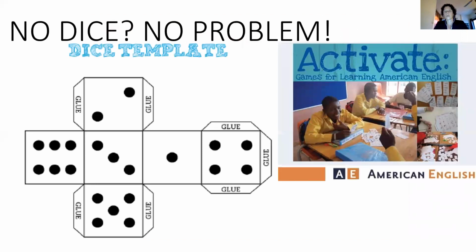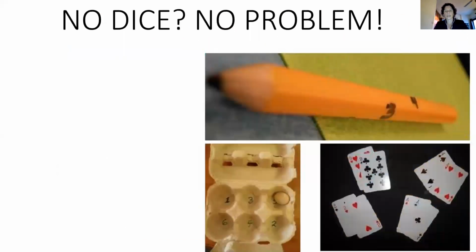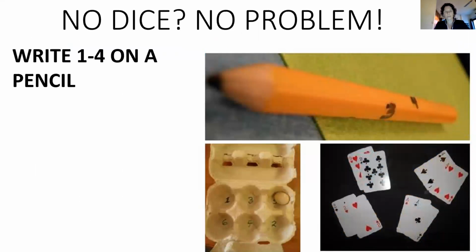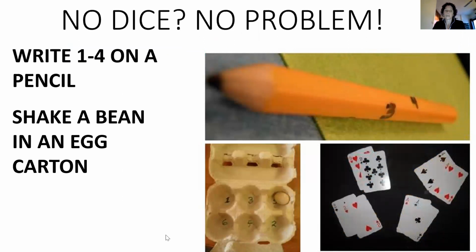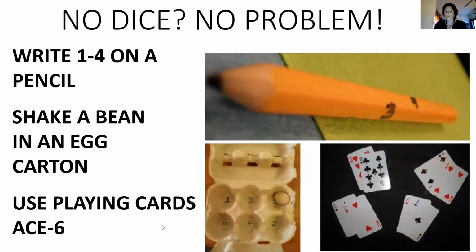You can also go to the American English website. Again, Activate. They do have a dice template there, so you can just cut it out and glue it. I've used it. It works perfectly fine. Some other creative solutions, you can use a pencil and write the numbers 1 through 4 on each side of the pencil and roll the pencil. You can shake a bean in an egg carton. You can even use playing cards, ace to number 6.